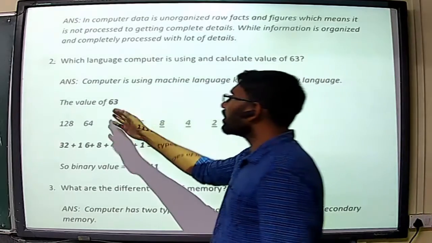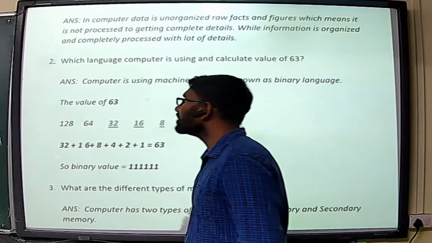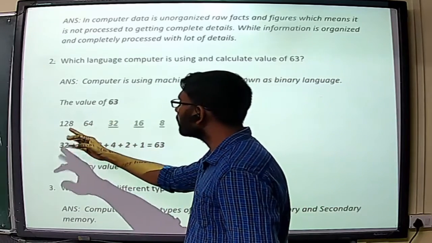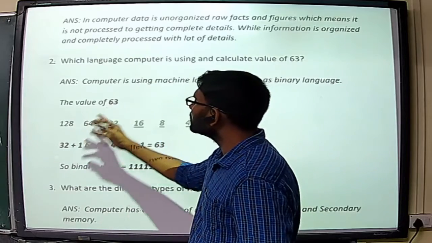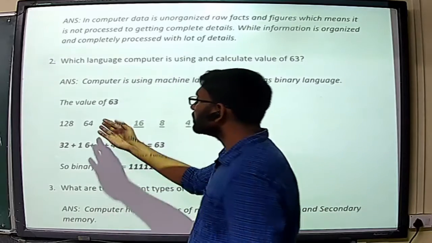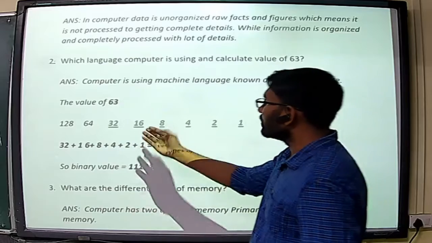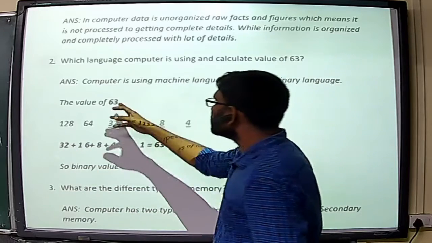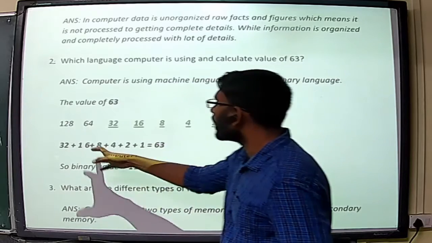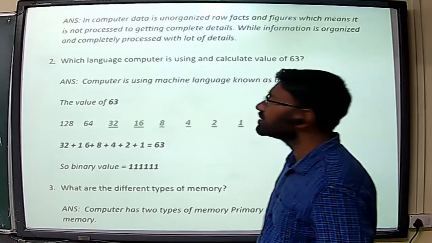So we need to calculate the value of 63. First we consider 128, but we are unable to take 128 because it is higher than 63. Then we consider 64, which is also higher than 63. Then the option is 32, so we write 32. Then the next option is 16, then 8, then 4, 2, 1. The total sum is 63.